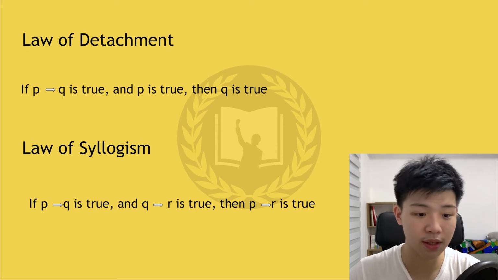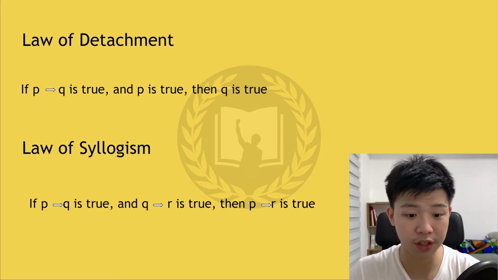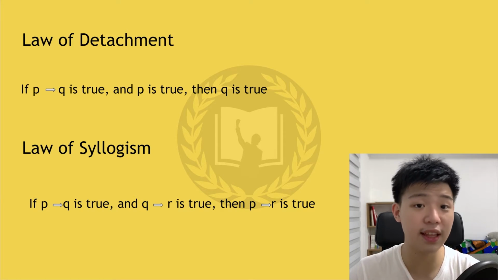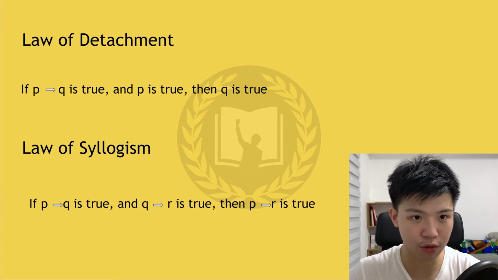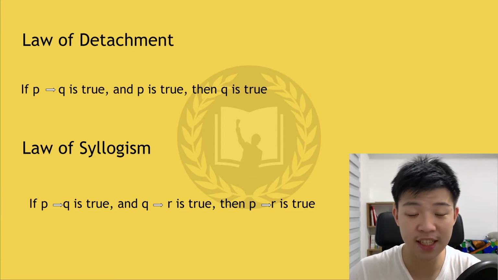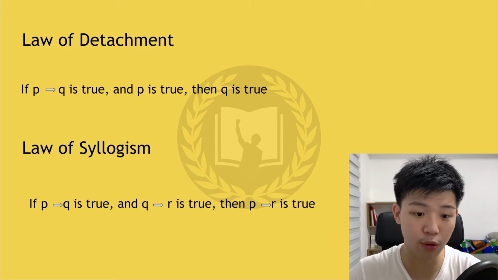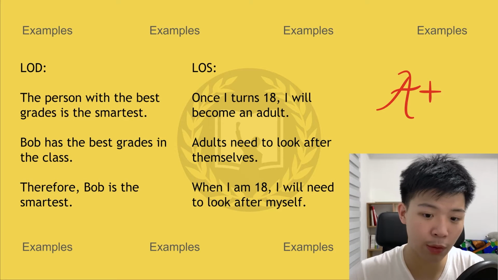This is just logic. And the second is the law of syllogism, which states that if the conditional of P and Q is true, and the conditional of Q and R is true, then P then R is also true. The law of syllogism simply extends the law of detachment to the extent that we can determine 3 statements at once. Let's look at an example here that we can see.